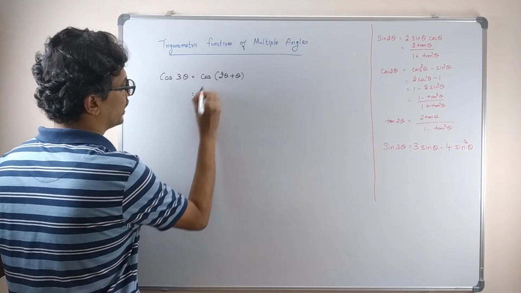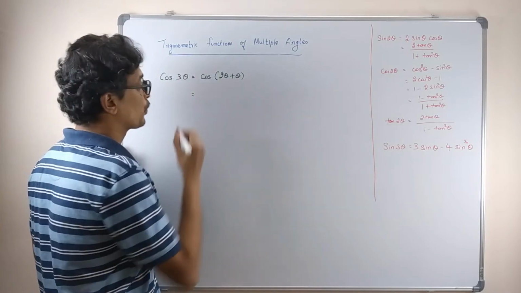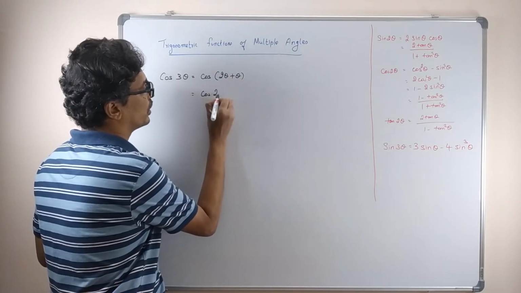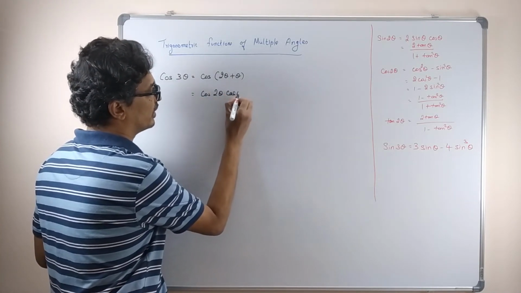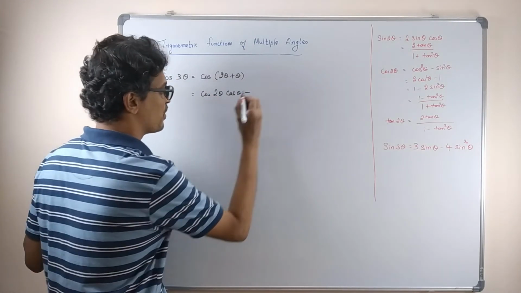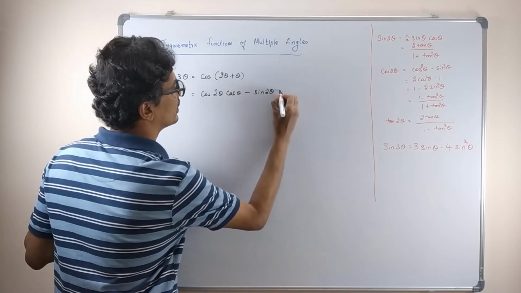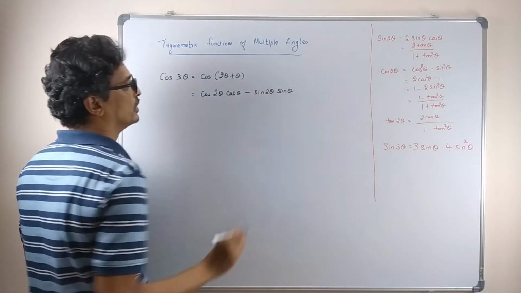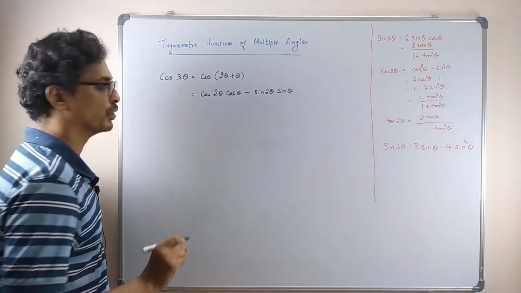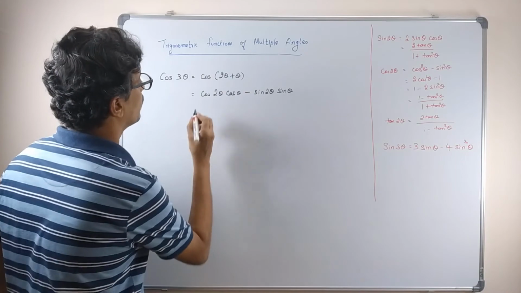So cos A plus B. So it is cos 2 theta cos theta minus, not plus, sin 2 theta sin theta. Always remember, this is one of the common mistakes most people make. Cos A plus B, there will be a minus. Okay, so what will this be?